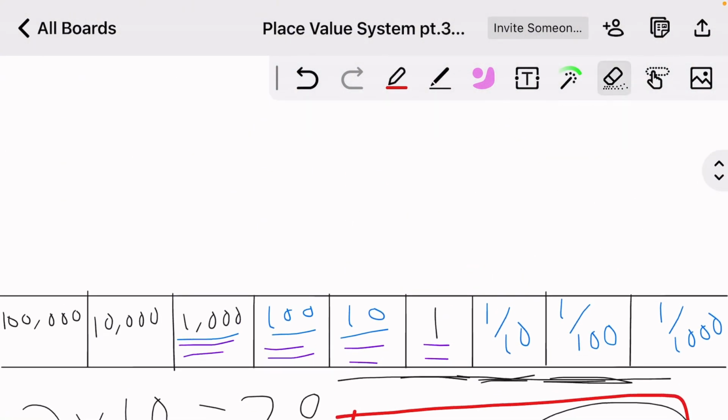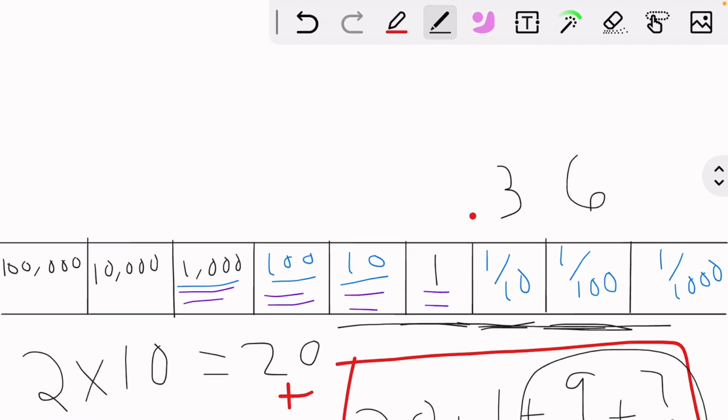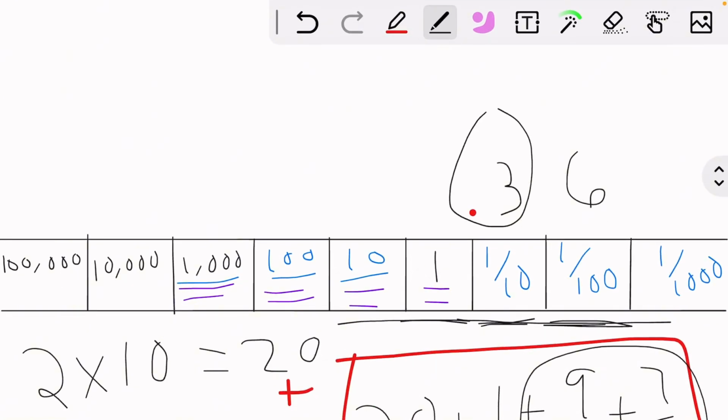Let's say we had something like 0.36. Again, what are we saying here? We got 3 groups of 1/10. That's what we're saying. Now, we're writing it in a way that saves us time and space, but that's the quantity that we're talking about. We're talking about 3 groups of 1/10 and 6 groups of 1/100.